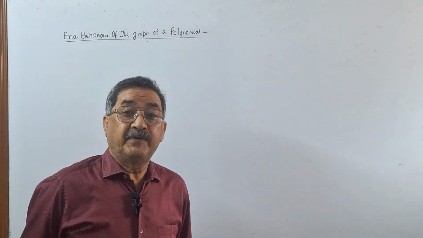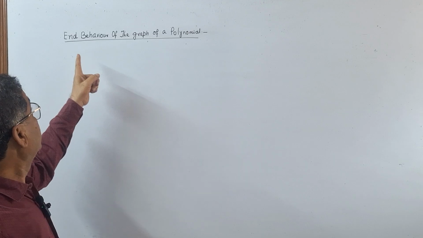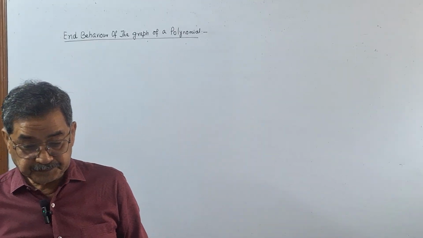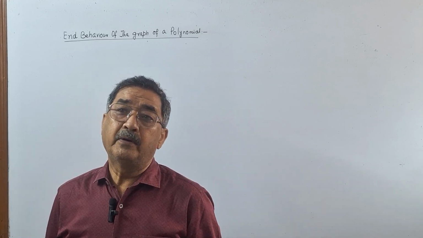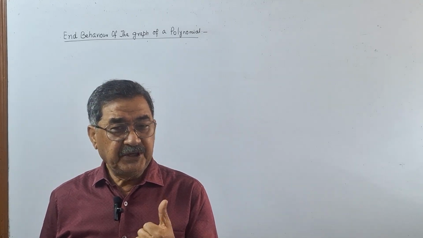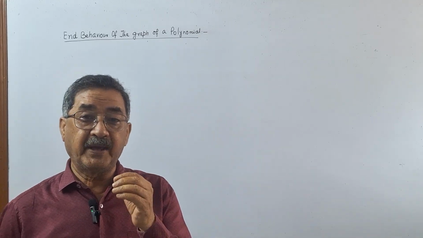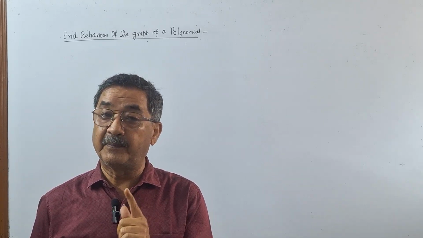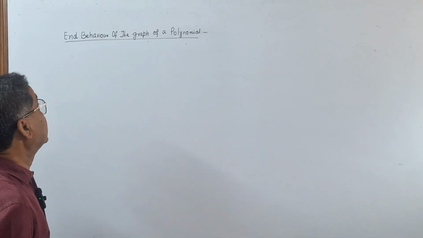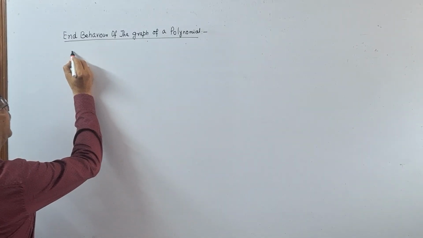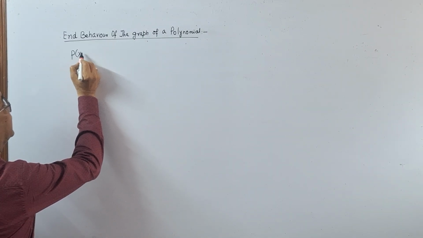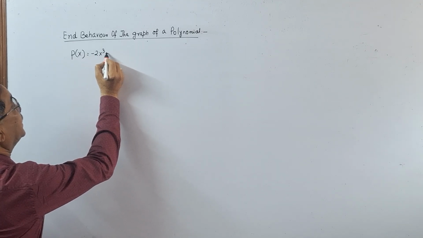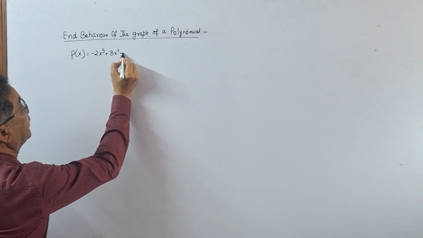Hello, today we are going to study how to find the end behavior of the graph of a polynomial. Now, before we go on to understand this, we need to understand how to analyze the degree and the leading coefficient of a polynomial. So, say for example, you have a polynomial p of x that is equal to negative 2x to the third plus 3x squared minus 5.